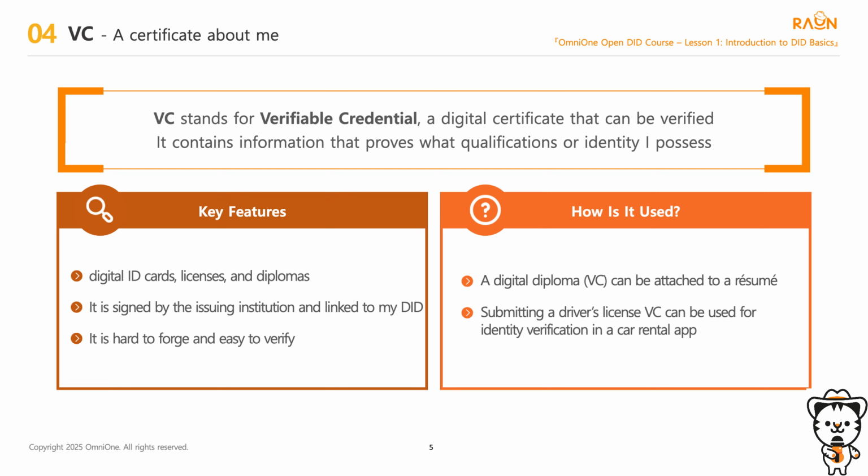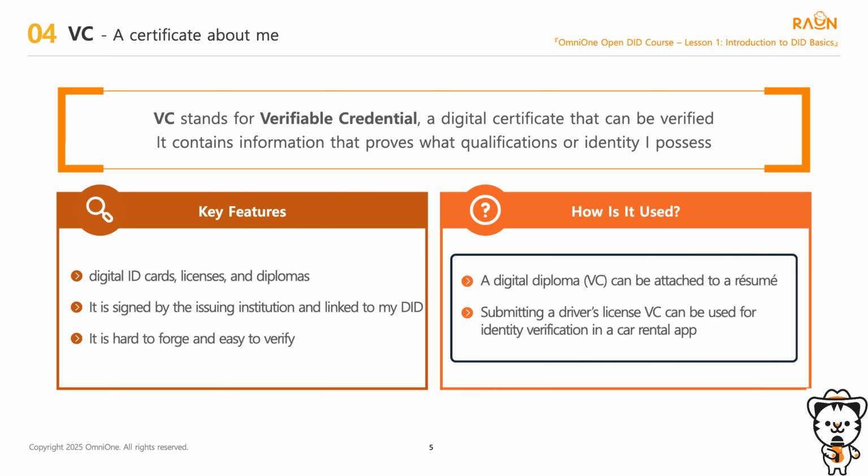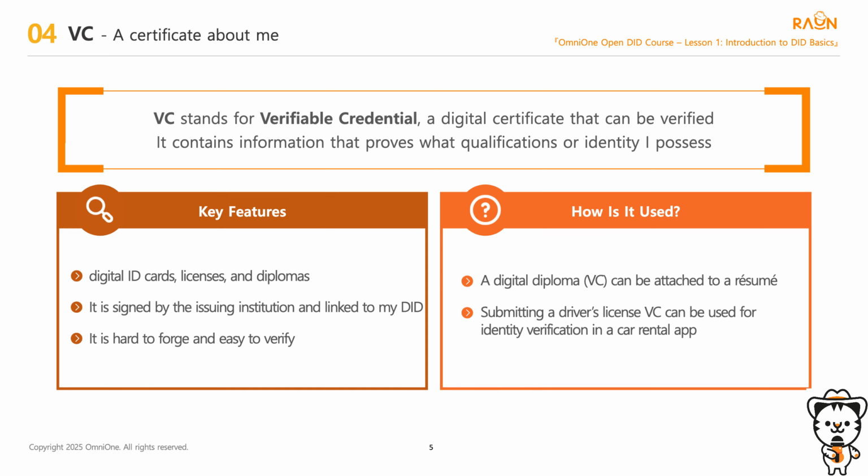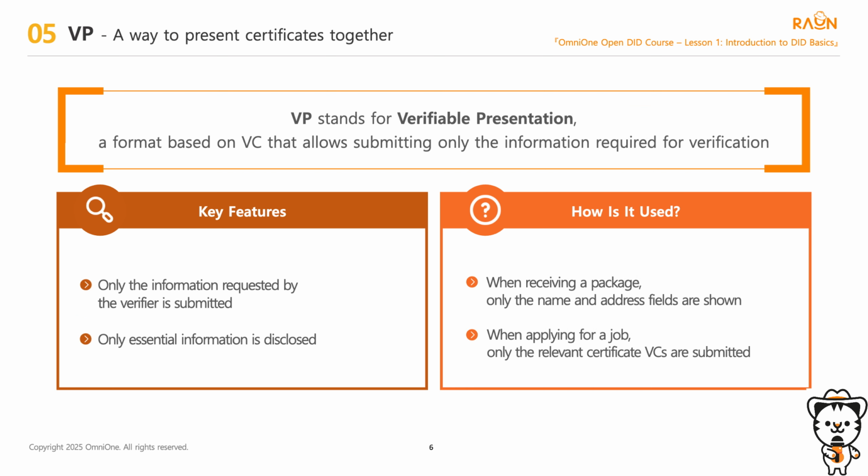So how are VCs used? For example, when writing a resume, you can attach a digital diploma VC to prove your graduation. Or, if you submit a driver's license VC, a rental car app can instantly verify your eligibility without extra steps. In short, VCs are the core unit of information in the DID system.